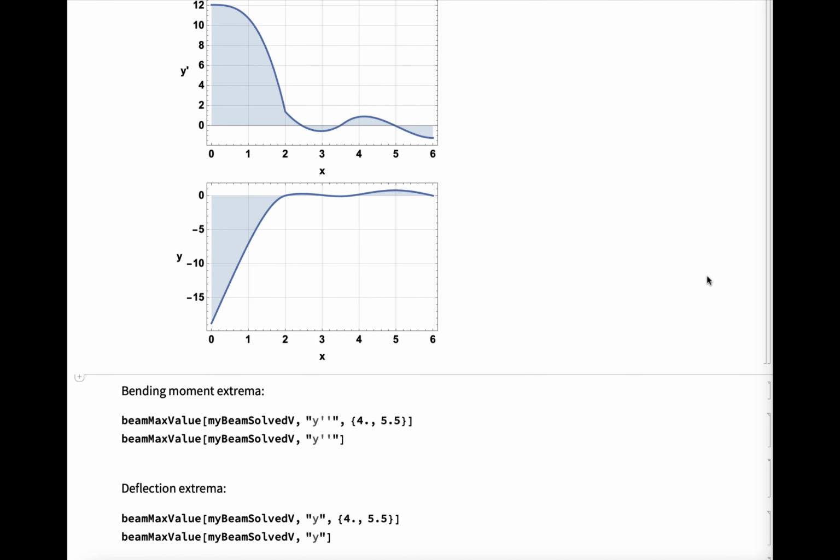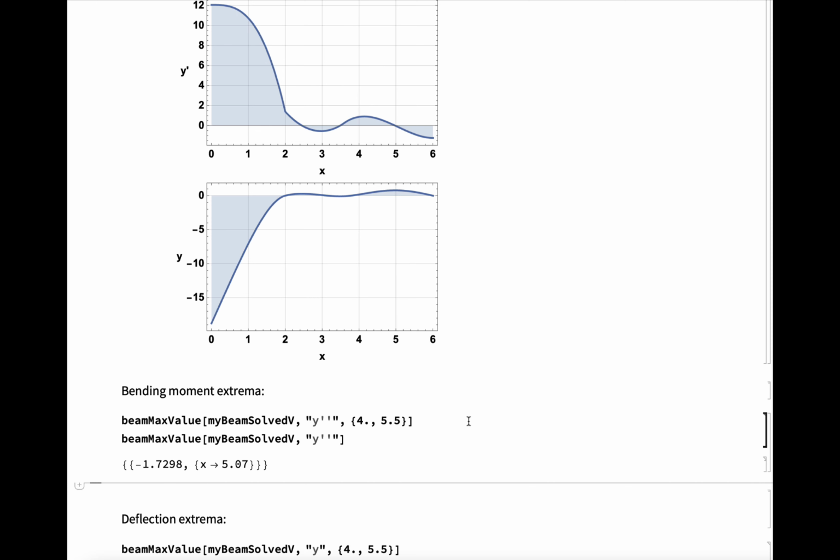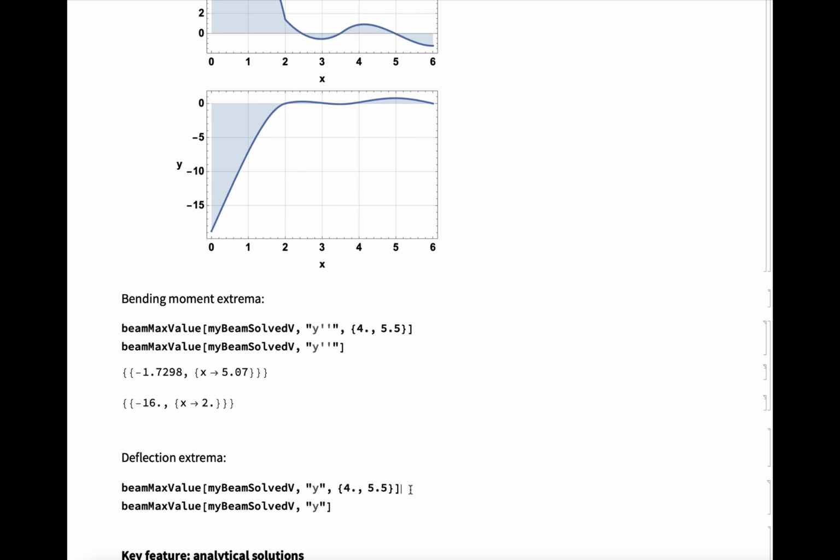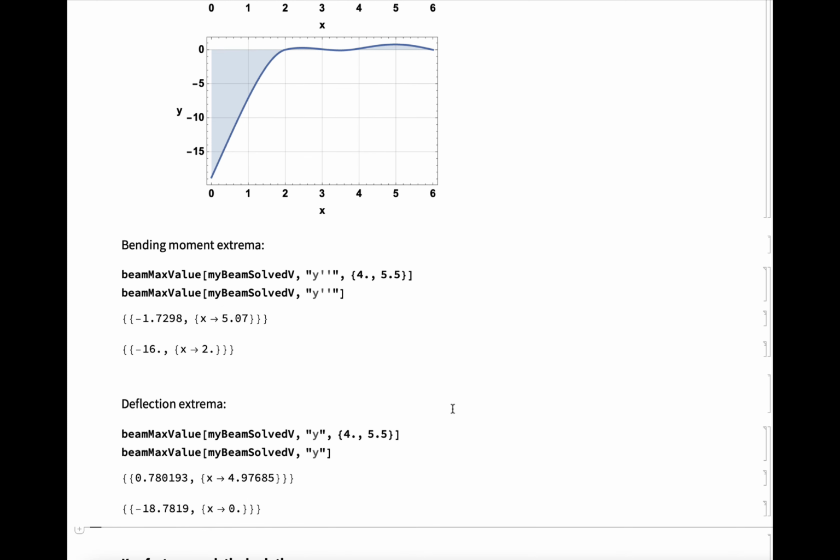Using the beam max value function, we can easily find the local and the global extrema for any diagram. Here, for example, I found the local extrema for the bending moment and deflections. First the local ones on the interval from 4 to 5.5, and then the global ones.